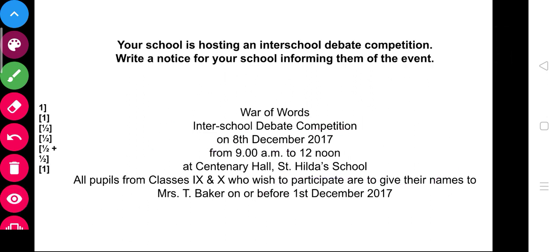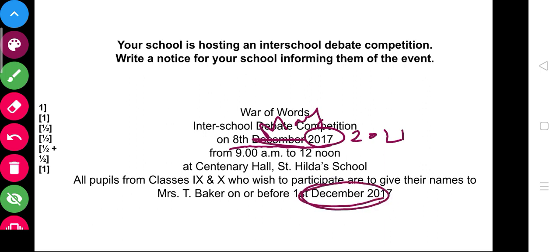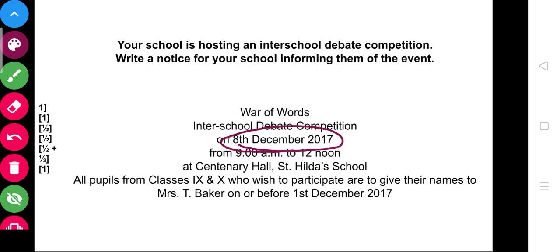So students, this particular date, on 8th of December, suppose it is 2021, but it cannot be December. Suppose the exams are in the month of May, so both of the dates should be in the month of May, because examination time is to be kept in mind.